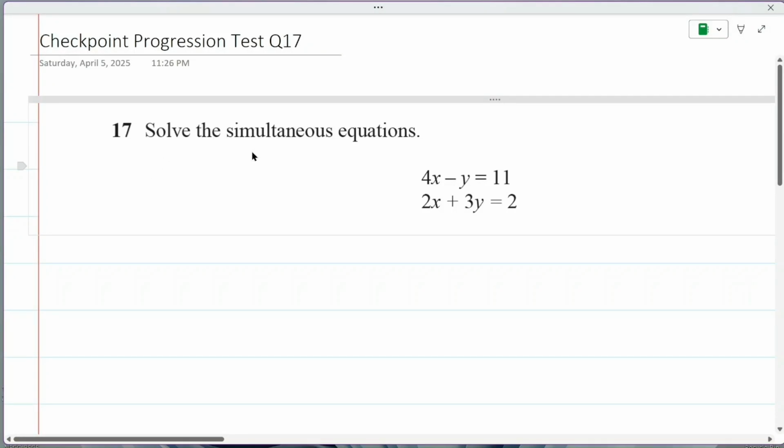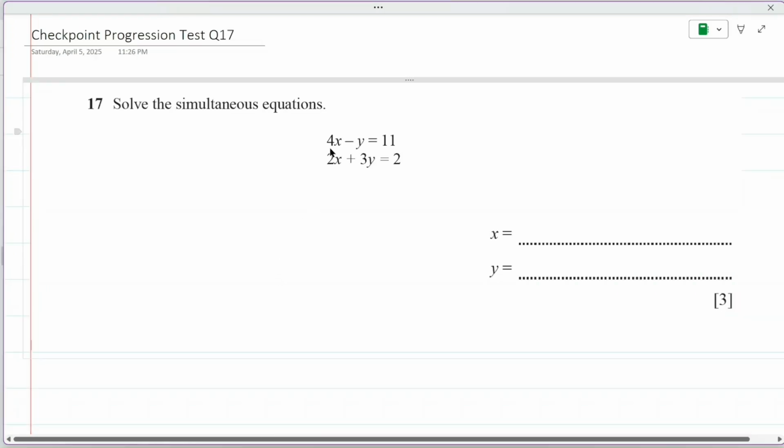Question 17. Solve the simultaneous equations. As regards simultaneous equations, some students might prefer substitution, some might prefer elimination, based on the one they find easy. But I believe both methods are easy and should be learned. So we're going to solve this question both by substitution method and by elimination method.